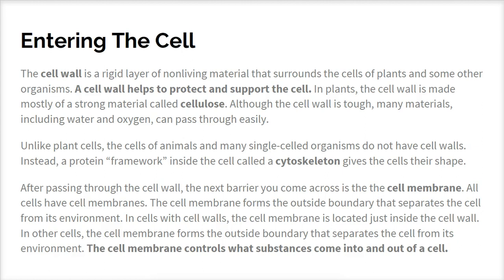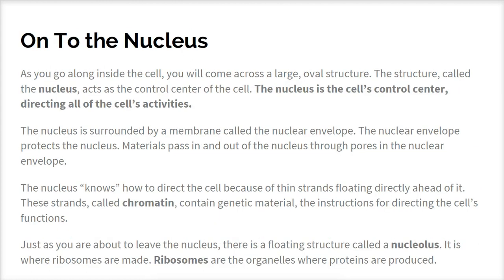After passing through the cell wall, the next barrier you come across is called the cell membrane. All cells have cell membranes. The cell membrane forms the outside boundary that separates the cell from its environment. In cells without cell walls, the cell membrane is located just inside the cell wall. In other cells, the cell membrane forms the outside boundary that separates the cell from its environment. The cell membrane controls what substances come into and out of a cell.